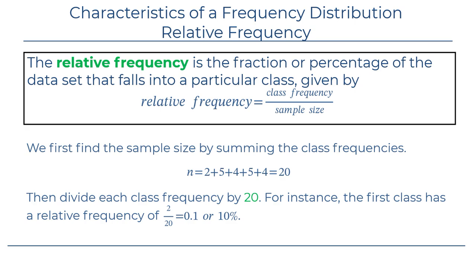Another characteristic that you will use quite often is the relative frequency. So this is just the fraction or percentage, typically percentage, of the data that falls into a particular class. To find that, we're just going to take the class frequency divided by the total sample size. If you don't already know the sample size, you can certainly add the class frequencies. In the example that we've been working through, that would be 20. Then you'll take each class frequency and divide it by 20. So for instance, our first class had a class frequency of 2, so the relative frequency would be 2 divided by 20, which is 0.1 or 10%.